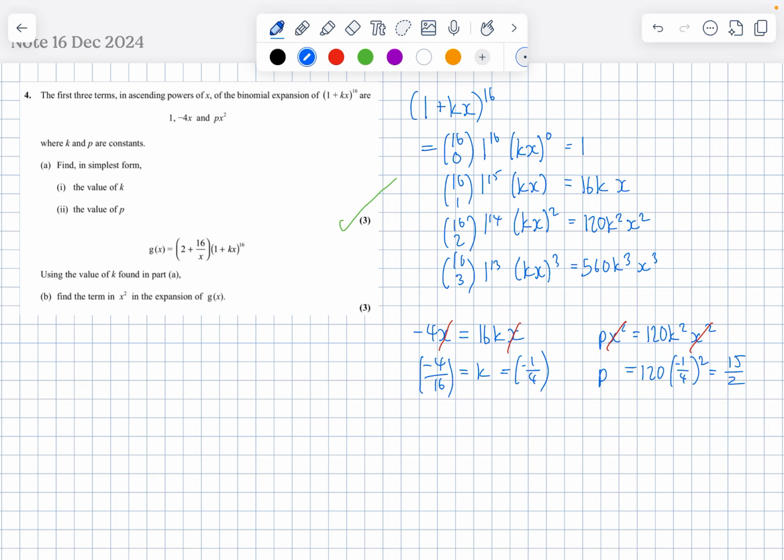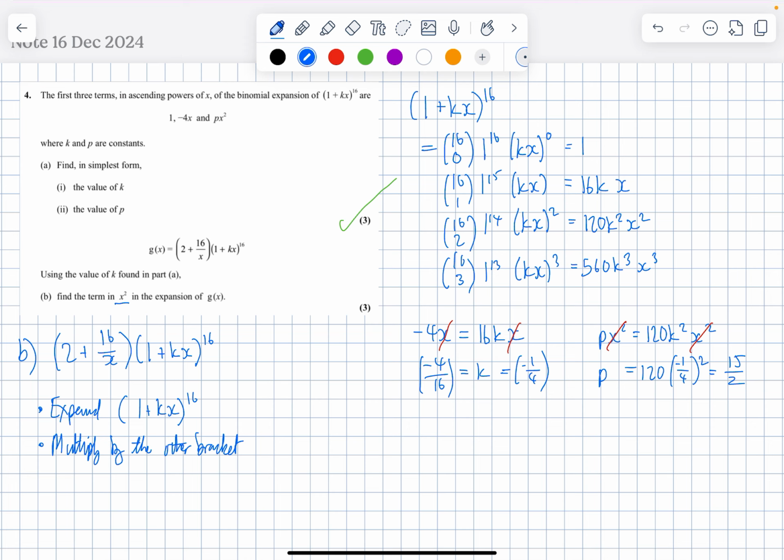Second part. Now we've got a two-stage expansion. We've got (2 + 16/x) times (1 + kx) to the power of 16. And we've got to find the term in x squared in the expansion of g(x). Okay, so what we do, first thing, we expand (1 + kx) to the power of 16. And then second, we multiply by the other bracket.